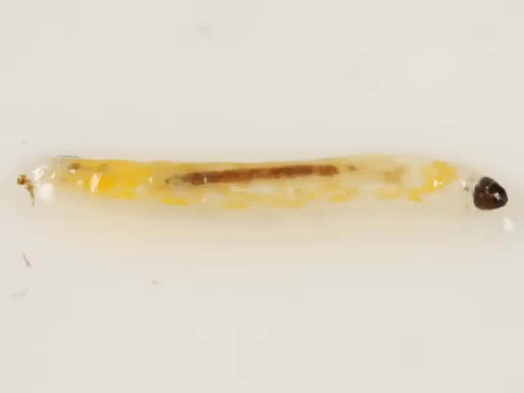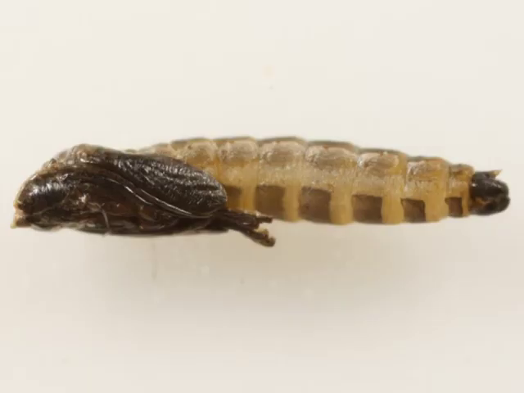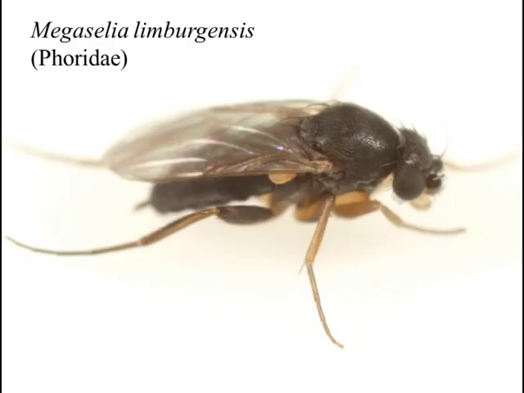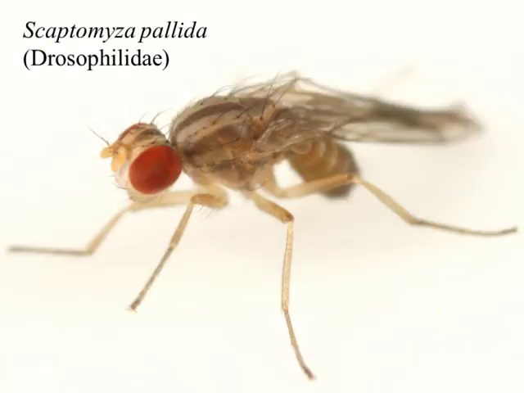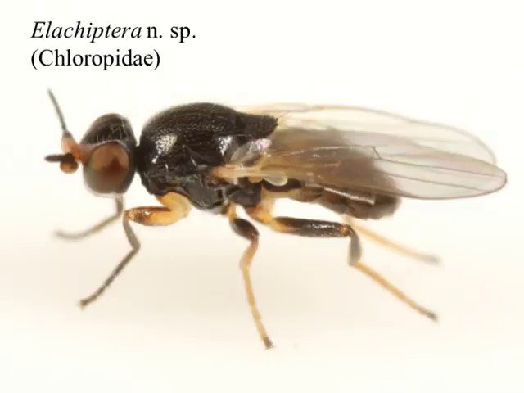The larvae normally pupate inside the petiole, but in my rearing containers I found a few loose pupae like this one. In the process of rearing this species, I also reared three other flies that feed as secondary inhabitants in the mines of the Zygonura, including the phorid Megaselia limburgensis, the drosophilid Scaptomyza pallida, and this undescribed chloropid in the genus Elachiptera, which is possibly an obligate associate of Zygonura calthella. I reared it every time with every collection of mines. I don't think it's been found anywhere else.